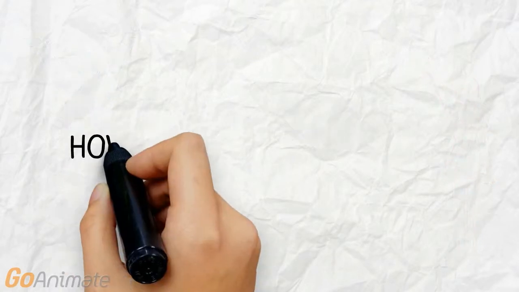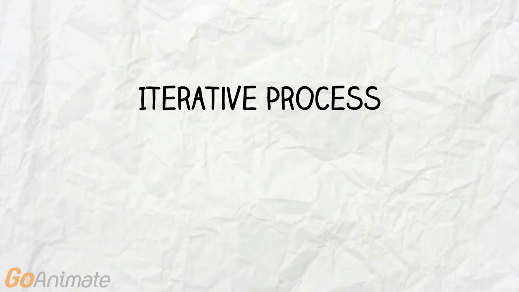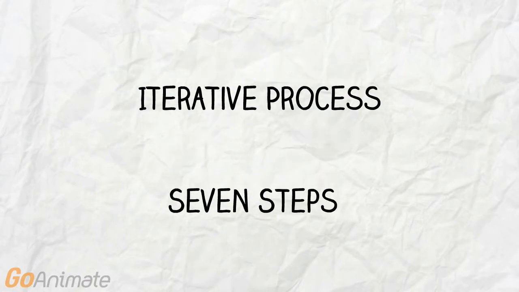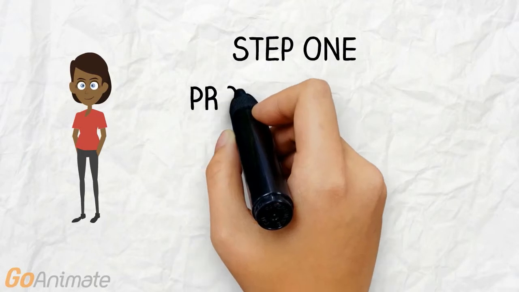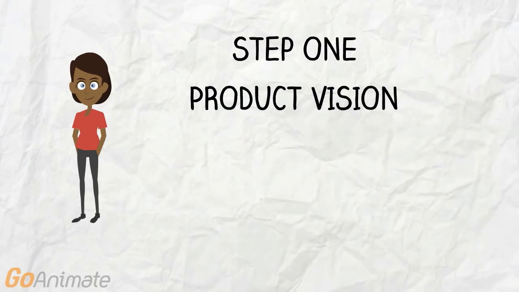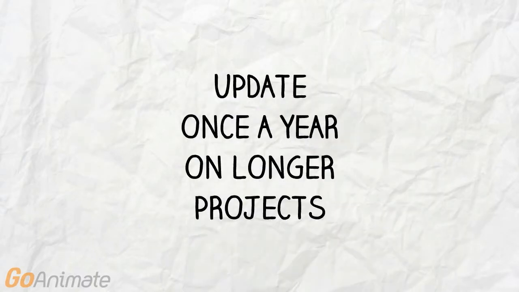So how does Agile project management work? Well, it's an iterative process that contains 7 steps. You first execute steps 1, 2, and 3, and then loop through steps 4, 5, 6, and 7 until complete. Step 1, the product owner identifies the product vision. Product vision is what your product is, how it will support your company's strategy, and who will use it. On a longer project you may want to update the product vision at least once a year.